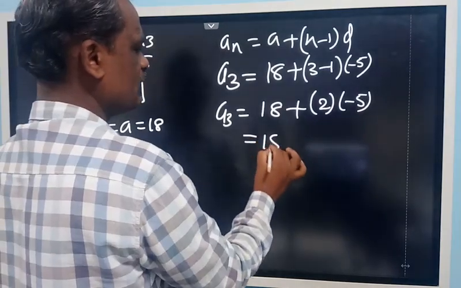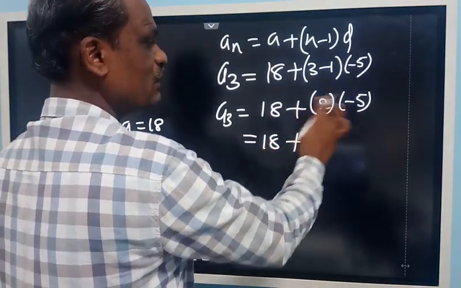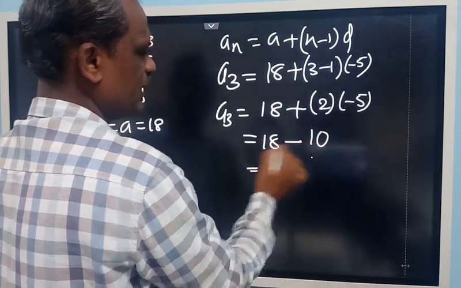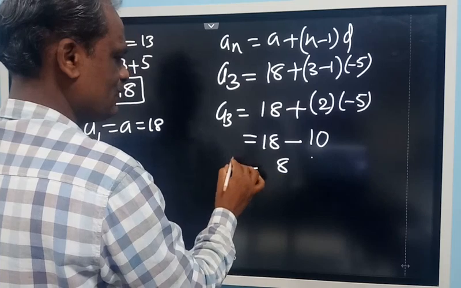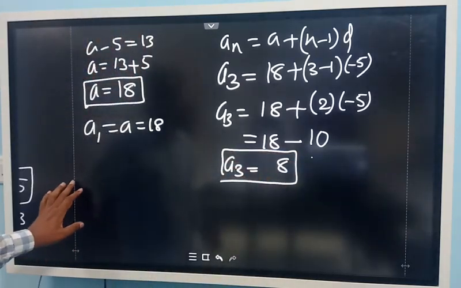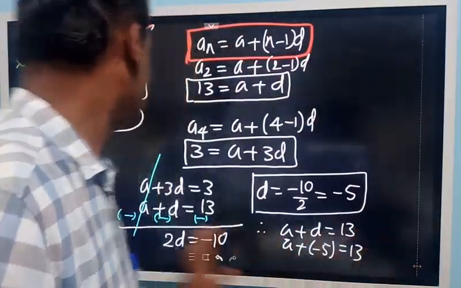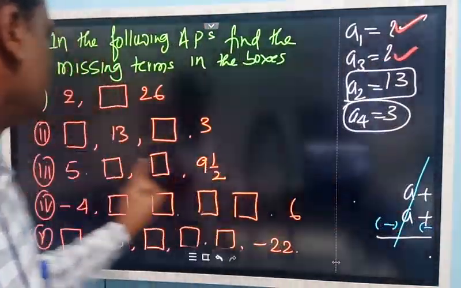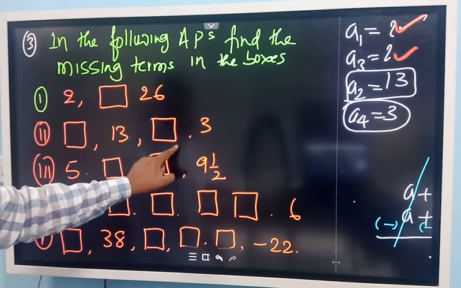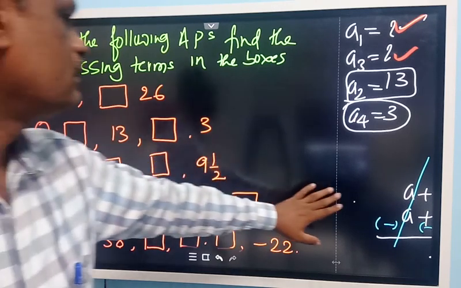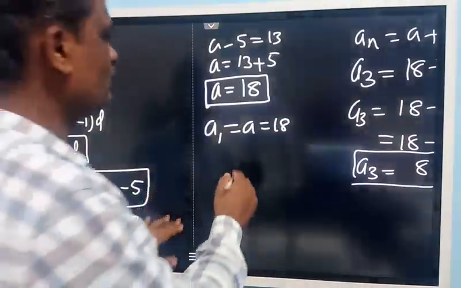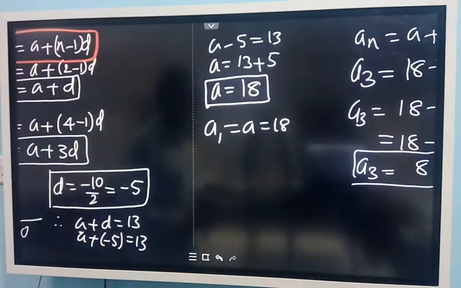So 18 plus, here plus into minus becomes minus. 5 twos are 10. So 18 minus 10 gives you 8. This is the third term. So the third term of this AP is 8. So we got the missing terms here. The first term was missing, this is 18, and the third term was missing, it is 8. We got both 18 and 8.